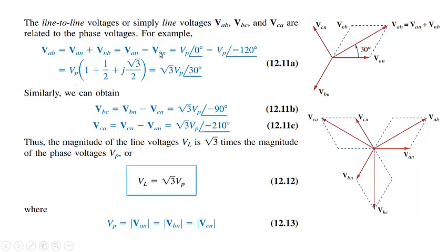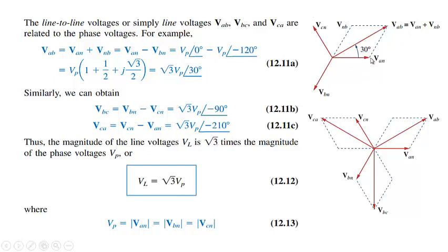So taking VP outside, this will be equal to VP into 1, and this will be 0.5 plus j root 3 by 2. When you take it again in polar form, it will be root 3 VP at an angle of 30 degrees. This can also be done by phasor form.